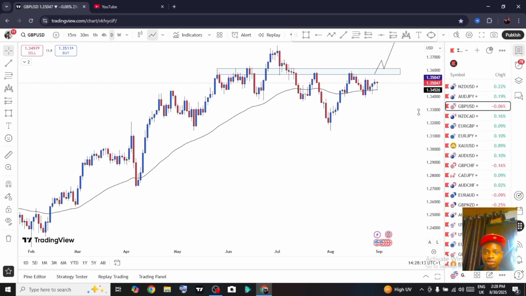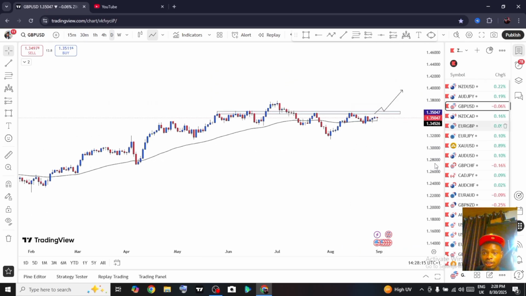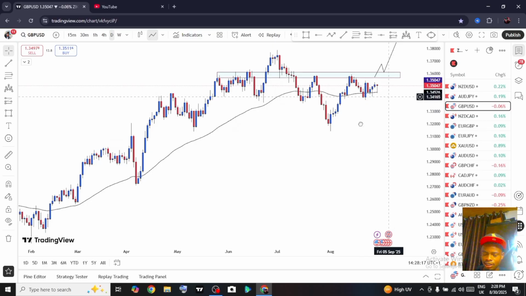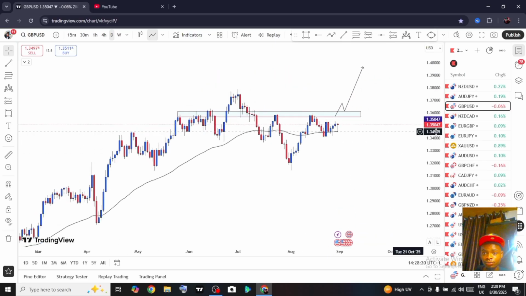GBPUSD will simply just be waiting for that break and retest that we have been waiting for the past 2 weeks now, I'm sure, right? So that will be the first pair for the week.